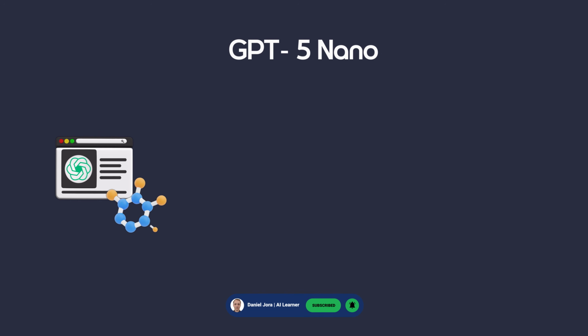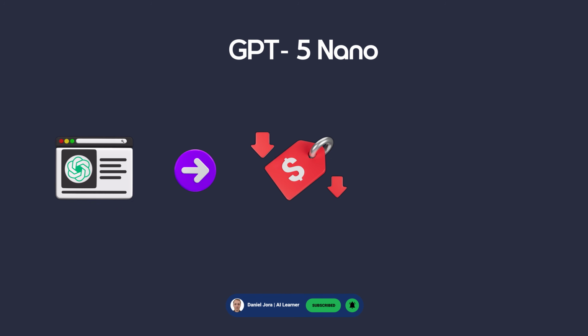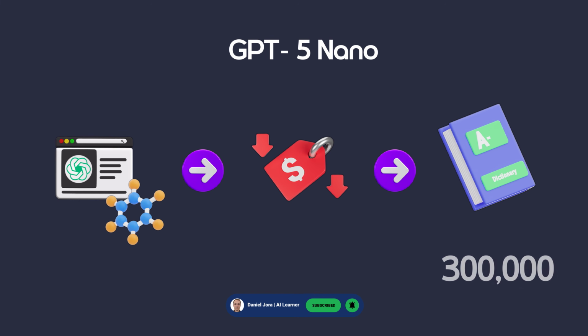GPT-5 Nano, the fastest, most cost-efficient GPT-5 family tier, meant for very high-volume usage where latency and cost matter most. The difference from Mini is pushing efficiency even further. Its usable memory is roughly 300,000 English words.